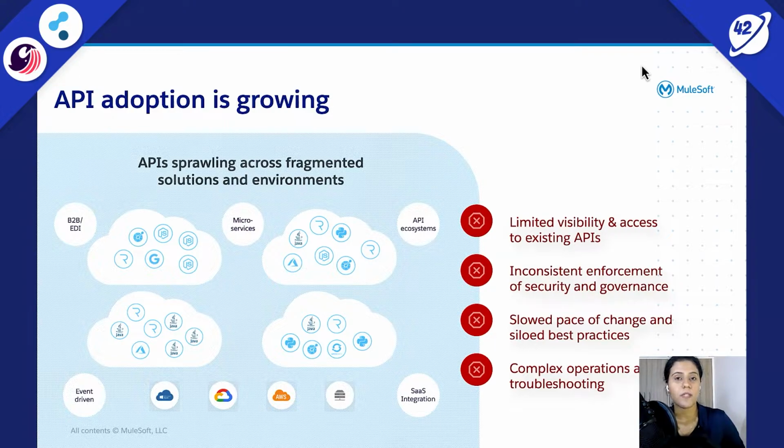The first one is limited access and visibility across all these APIs. As we lack a centralized management pane, we're not able to manage these APIs. We don't have full visibility or control over all the APIs. There is also inconsistency in managing them, because we're not able to apply governance policies or security rules across all these APIs as they are present in silos.